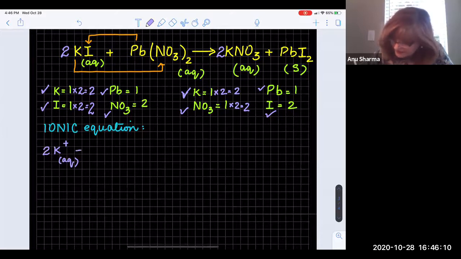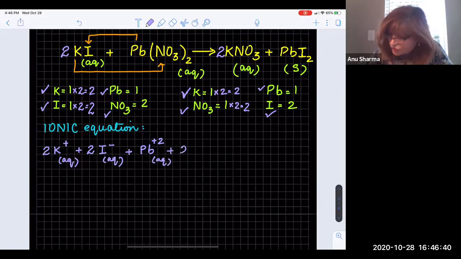Okay. Next, there are 2 iodines. So the same thing that you do in the molecular equation, you put that in the ionic equation. The only thing you are now adding is charges. So iodine, group 7A, -1 charge, aqueous, soluble in water. Then you have lead. There is 1 lead, the charge is +2, and it is soluble in water. Then there are 2 nitrates, which are again aqueous and soluble in water. Okay, so this is what we get from that.